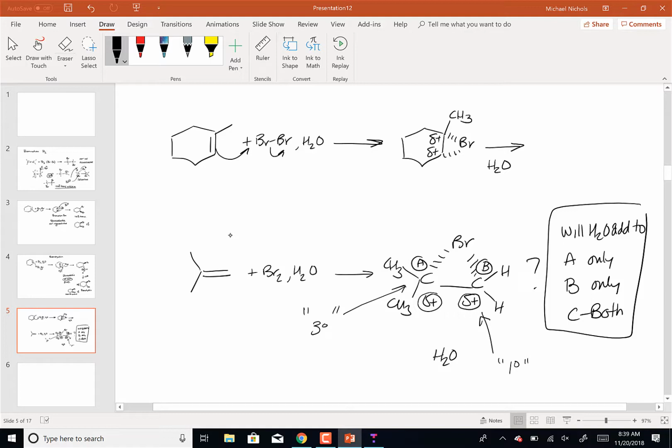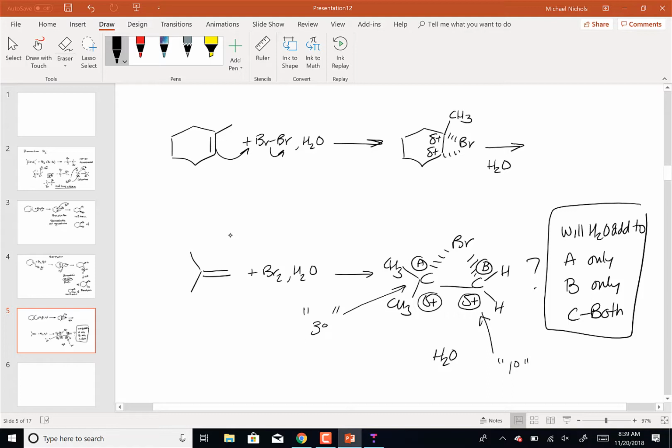No, that gets us closer to the answer, but that's not the answer of where water would add. Now, C is still less sterically hindered. I will agree with that. But your water, what kind of nucleophile are you? Strong or weak? Weak. So you're electron rich, but you're not super rich. You're kind of like New York City rich, where everything's more expensive than it is here.